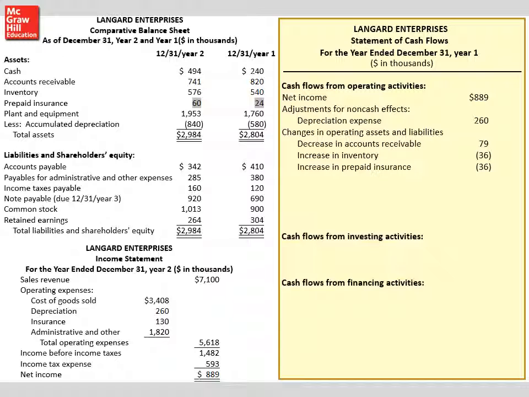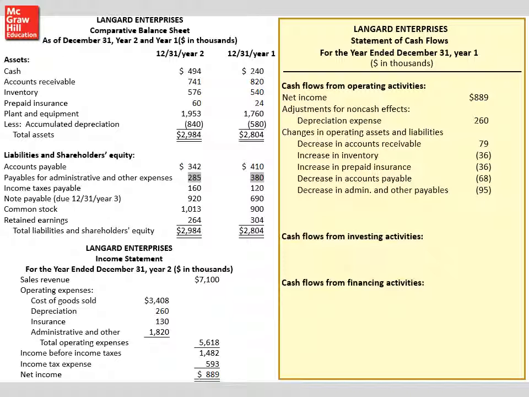So we go to our current liabilities. Accounts payable went from 410 down to 342. We paid more on accounts payable, it decreased, so cash decreased by the difference. Payables for other expenses went from 380 down to 285. Again, that's a major decrease. That decreases cash. That means we paid on those liabilities.